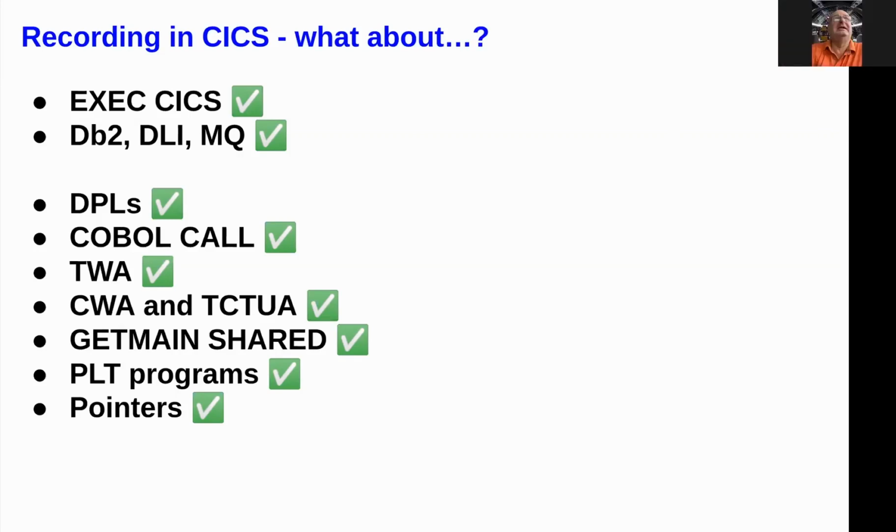Okay. And while we're at it, we've got another question from Sharon to ask if static DPLs are covered. Yes, both static and dynamic DPLs are covered. So essentially, if program A DPLs to program B in a different region, although they're running as different transactions in different regions, it will recognize that they are logically the same transaction, and record the COM area or channel interface between them both.